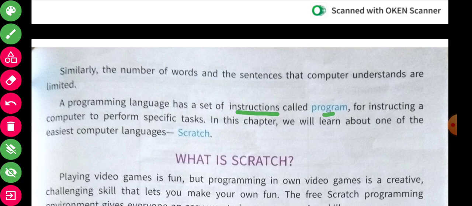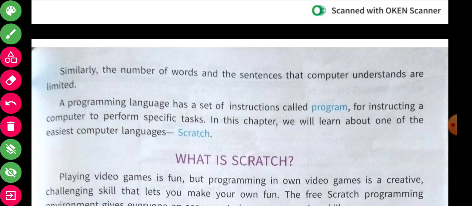Okay, a programming language has a set of instructions called a program. What is a program? We repeat, a set of instructions in a programming language is called a program. So be clear, programming language is one thing and program is a different thing. We speak our language, but the set of instructions is called a program. Following instructions, a computer performs specific tasks.